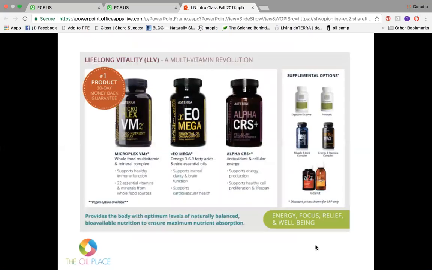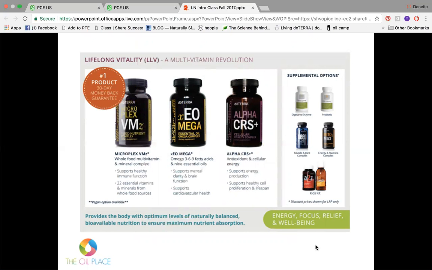So the Lifelong Vitality, surprisingly enough, is the number one product that doTERRA has. The cool thing about it is there's a 30-day money-back guarantee. So if you decide to start with the Lifelong Vitality, but you're not getting the benefits that you would like, you can actually return this for your money back.